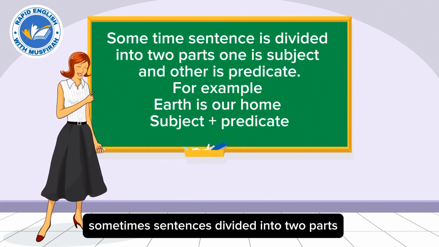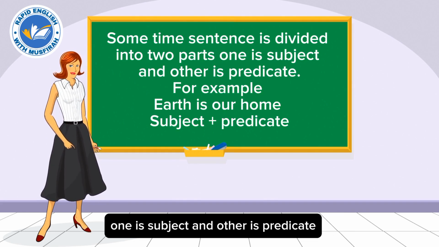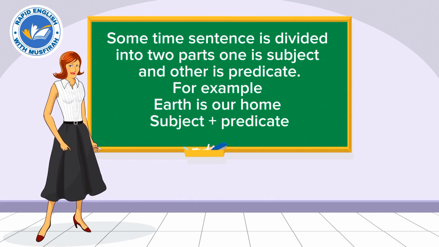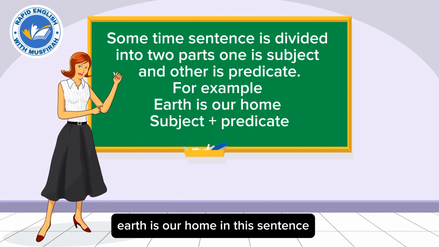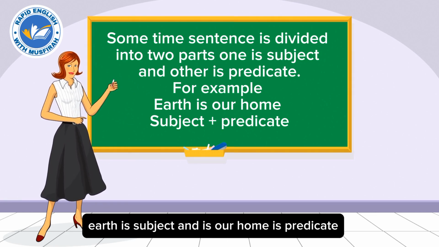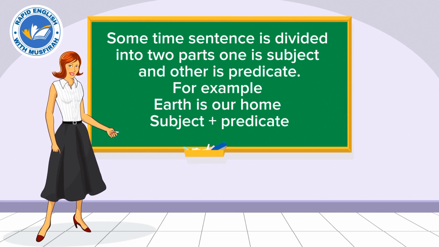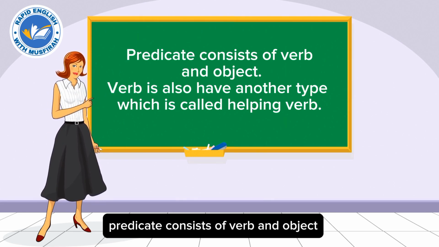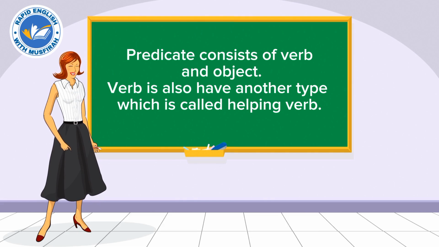Sometimes a sentence is divided into two parts. One is subject and the other is predicate. For example, Earth is our home. In this sentence, earth is the subject and is our home is the predicate. Predicate. Predicate consists of verb and object.